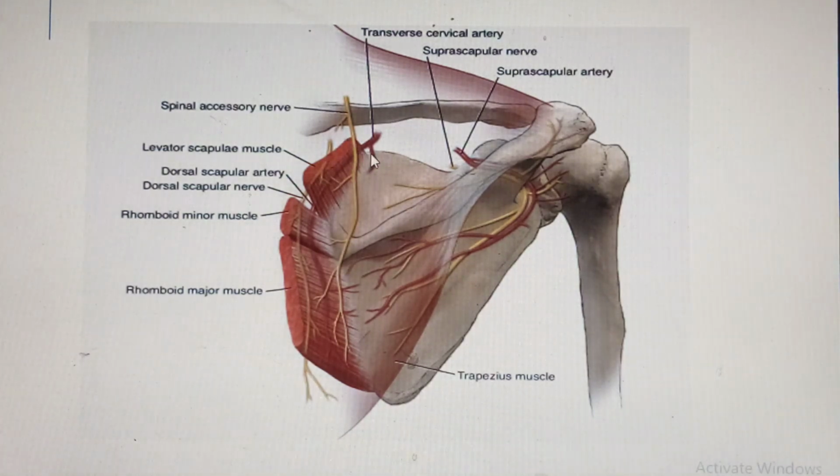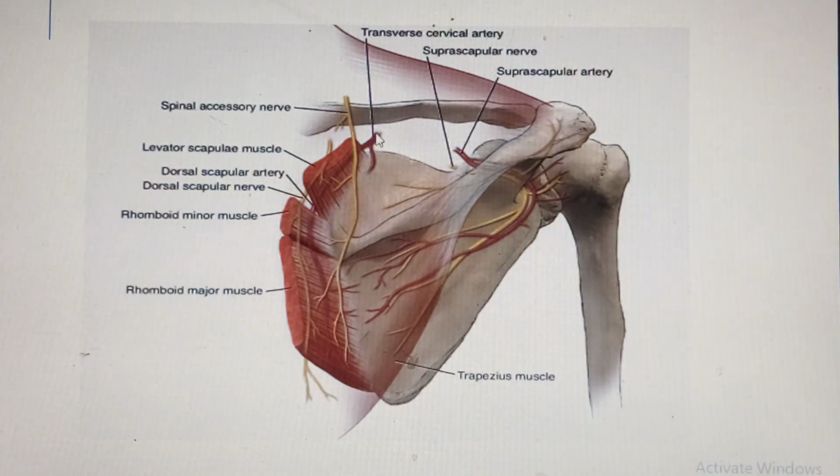Inserting at the medial border dorsally, above the root of the spine, is what we call the levator scapulae muscle. Then inserted at the root of the spine will be rhomboideus minor, and rhomboideus major will be inserting below the root of the spine, at the dorsal medial aspect of the scapula.